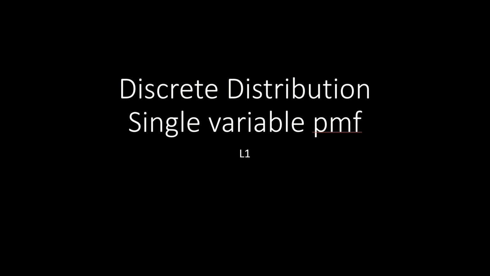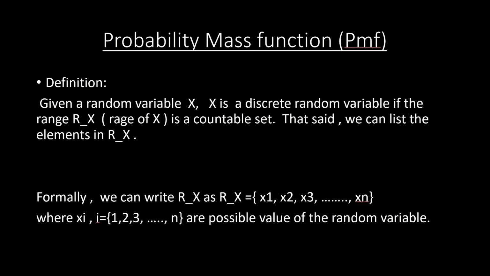Hi, in this video, we are going to see how to find the probability mass function of a single discrete random variable. So what's the difference between the discrete and the continuous random variable? By definition, a random variable x is a discrete random variable if the range of x is a countable set. That said, we can list the elements in the range of x.